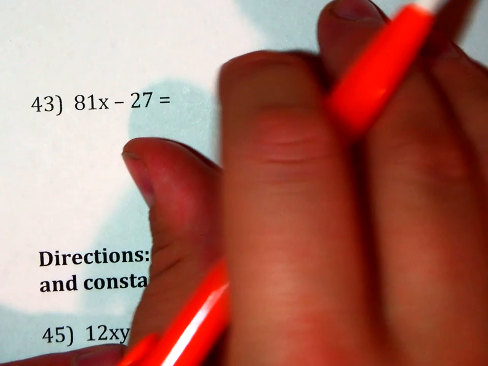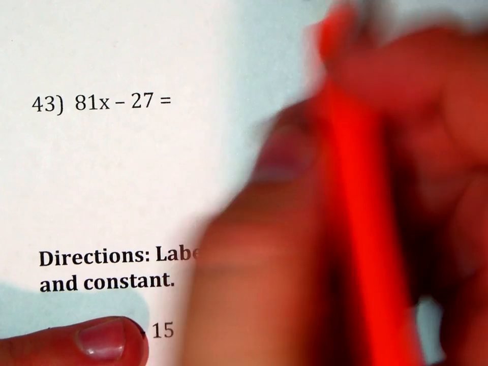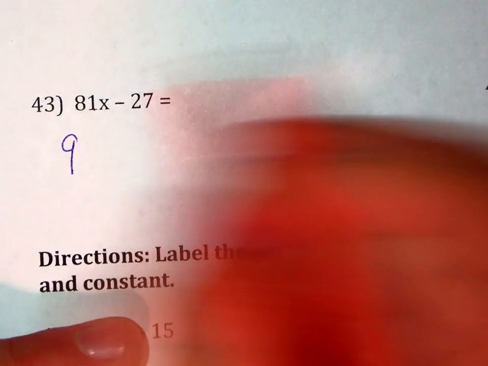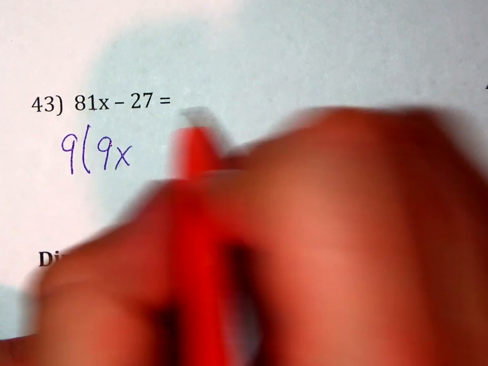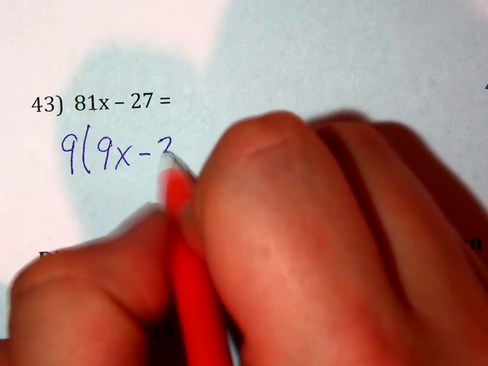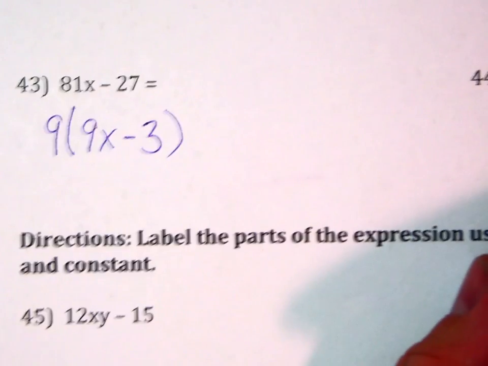Problem number 43, 81x minus 27. Here it looks like my factor is going to be 9. So when I divide 81x by 9, I get 9x. When I divide 27 by 9, I get 3. So 9 times the difference of 9x minus 3 would be my factored expression.